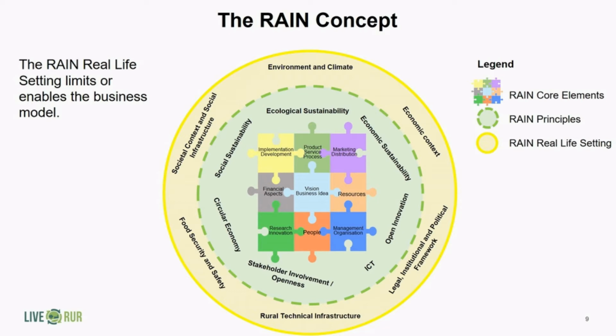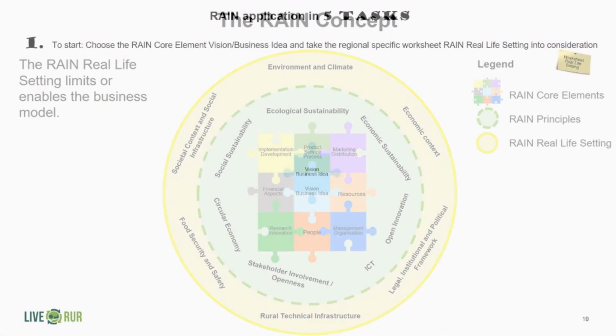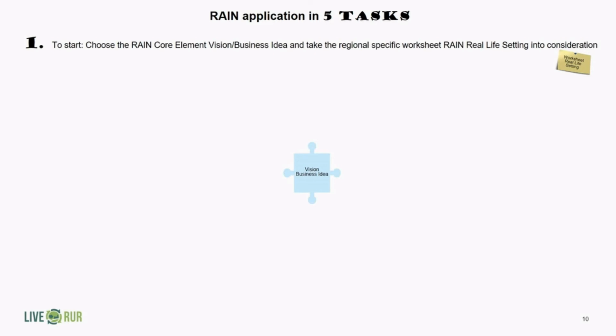Now, how do you implement the RAIN concept for designing your business model? 5 tasks have been established for applying RAIN. First, take one RAIN core element. You may want to start with the central piece of the puzzle, the vision, and the business idea. To assess your regional specificities, you need to consider in your business model. Take the real-life setting worksheet, which will be shown in just a moment.